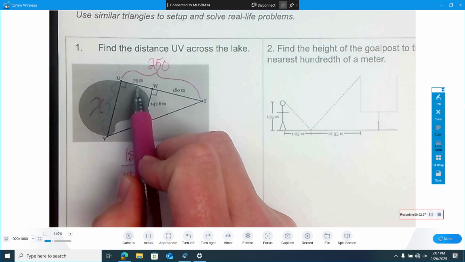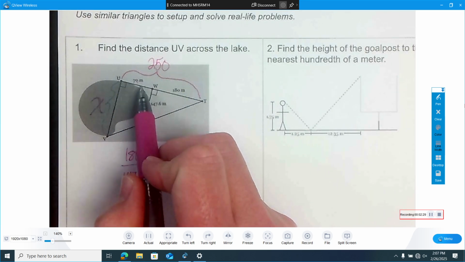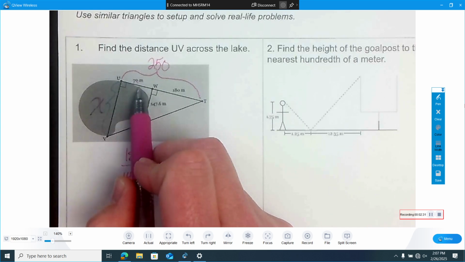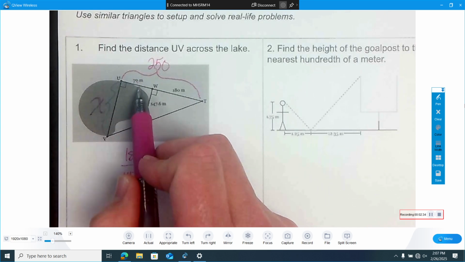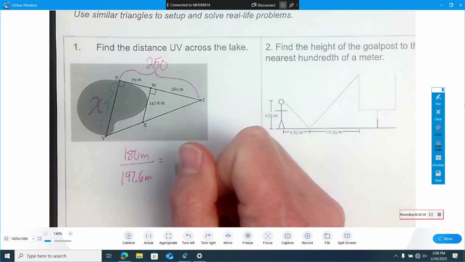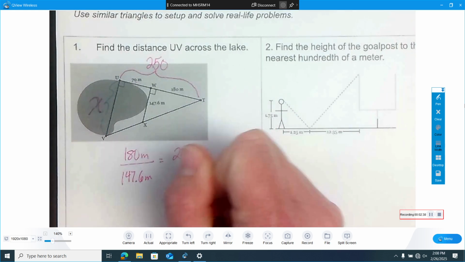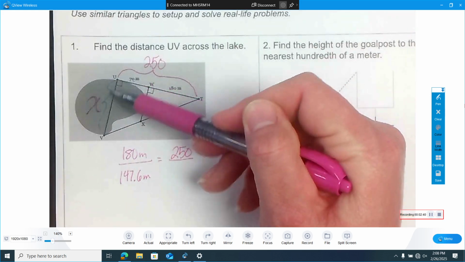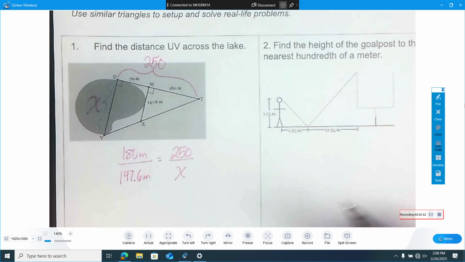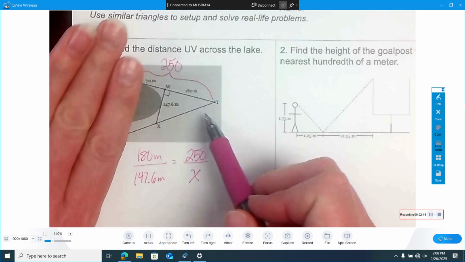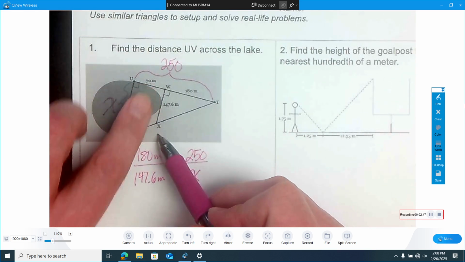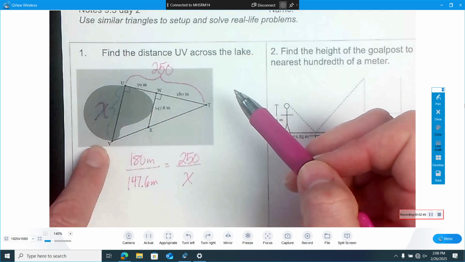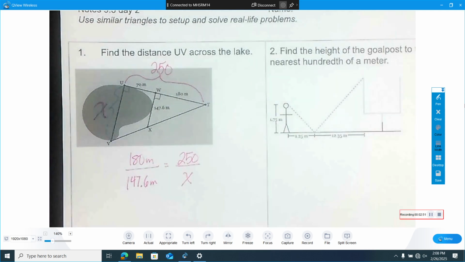Can we use 70? No, because 70 is just a tiny, tiny segment. It's not the whole side of a triangle, so we can't use that. We're going to use the whole top of the big triangle and the whole left side of the big triangle. So we've got this little pattern going. We've got top over left in the little and top over left in the big. And that's how we set up a proportion.